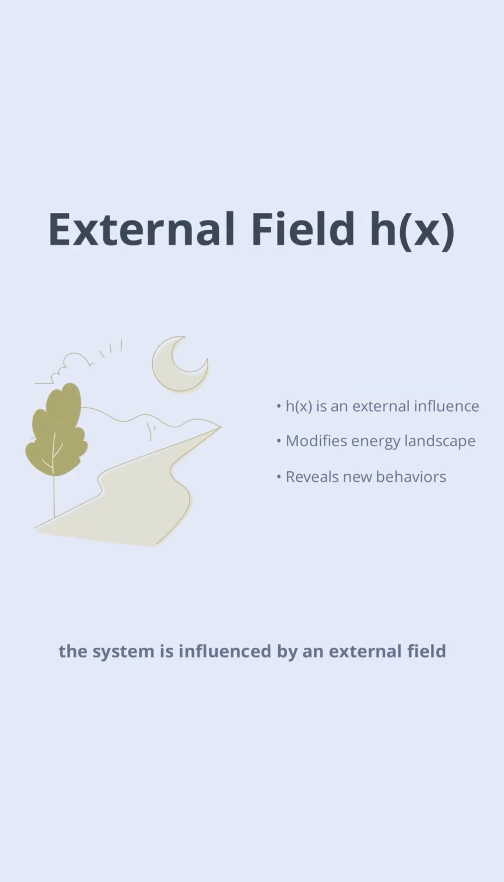Sometimes the system is influenced by an external field, denoted as Hx. This could represent a magnetic field, an applied force, or any other external influence that varies across space. The presence of Hx modifies the energy landscape, favoring certain configurations of the order parameter field. By including Hx in our theory, we can study how the system responds to external stimuli, revealing new behaviors and transitions that wouldn't occur otherwise.